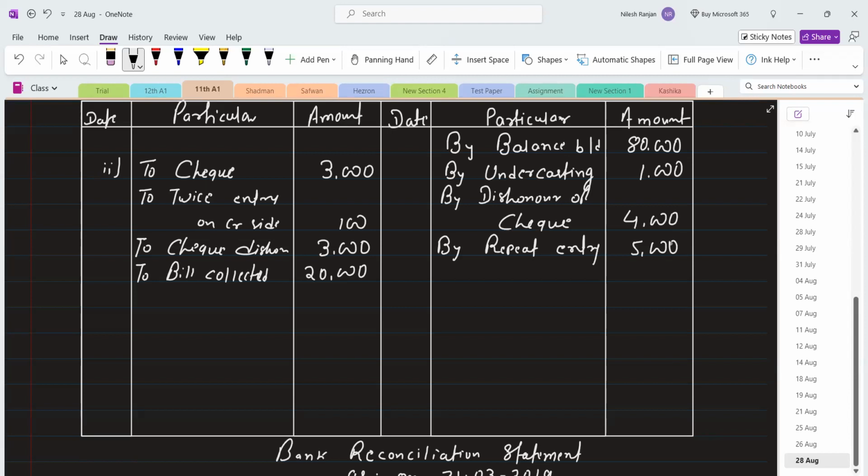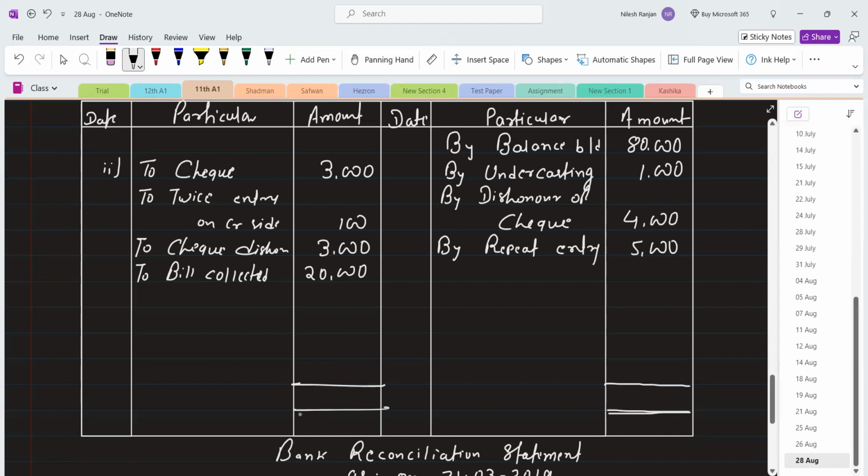Tell me, you understood this part? Yes, sir. Okay. Now, we have to calculate the balance. Which side is more? Credit side. So total of credit side is 85,000 or 90,000.